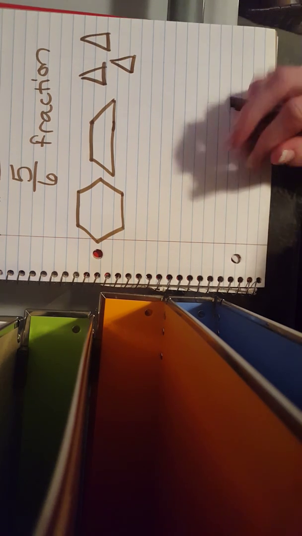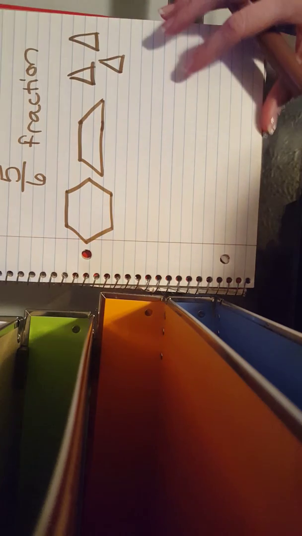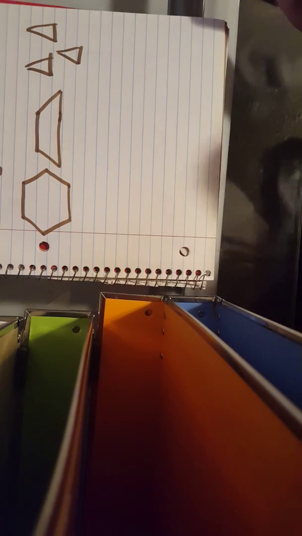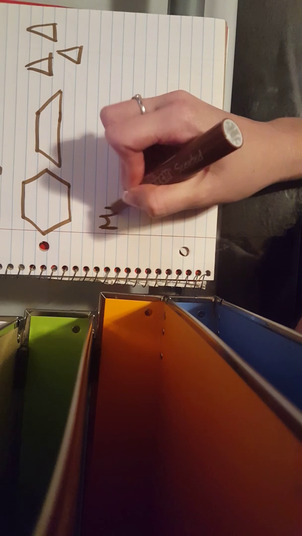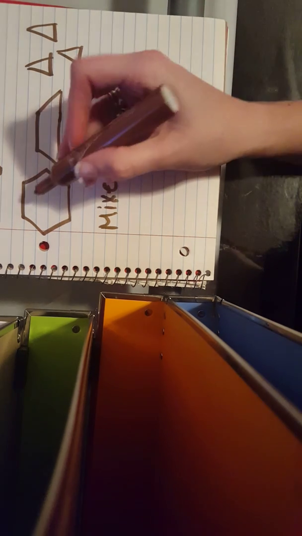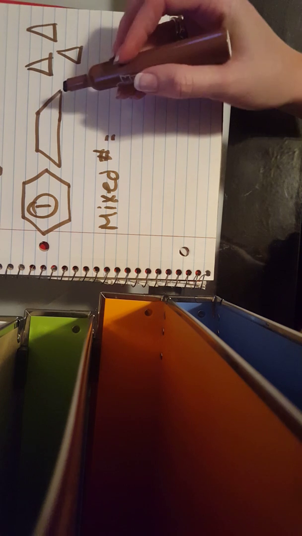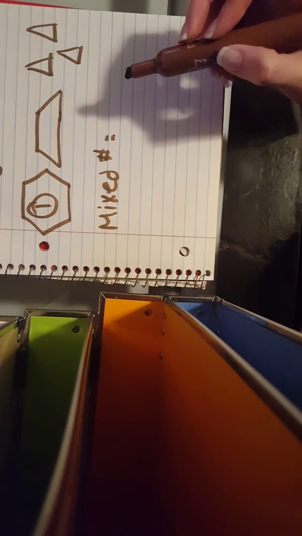So we have 3 different types of shapes. So now it gets tricky because we have to convert these shapes. We have to decide what to convert these shapes into. So if I have my mixed number, I know that I have 1 whole here, but then I have a half, and I have 3/6.